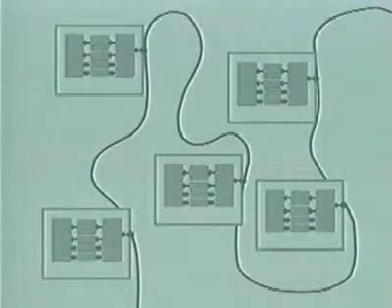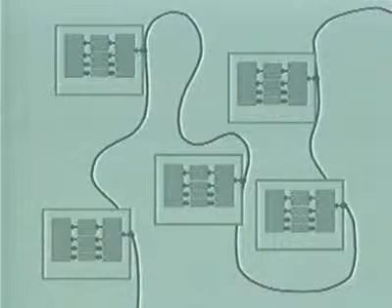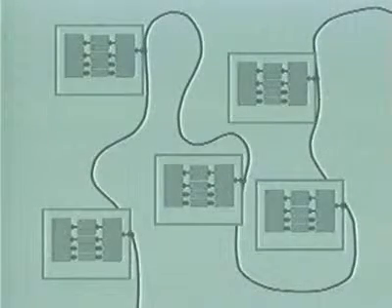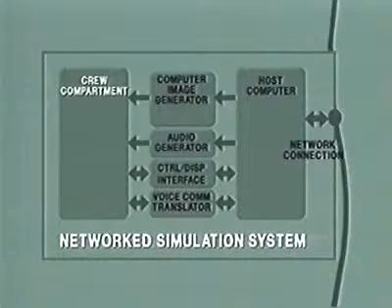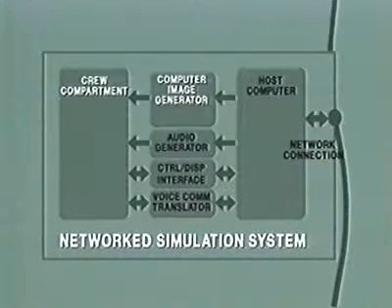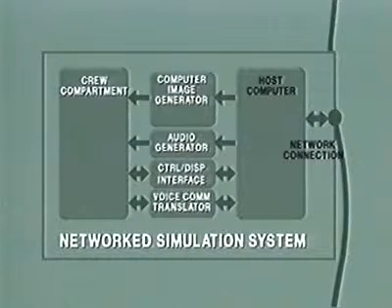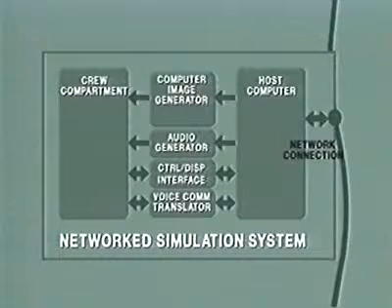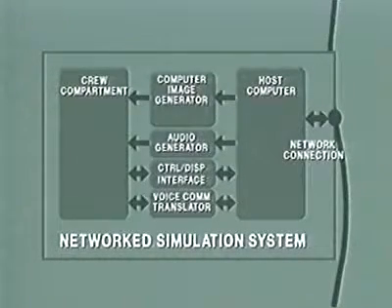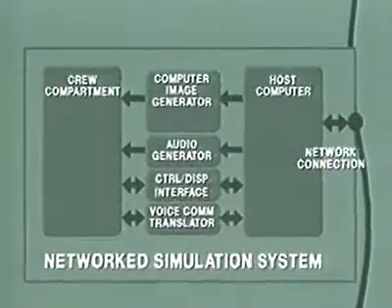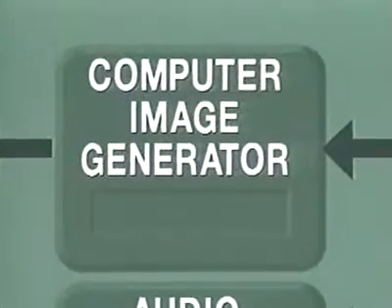A typical networked simulation system is one of many in the virtual world on the net at the same time. This system includes a crew compartment, computer image generator, audio generator, control and display interface, voice communications translator, host computer, and a network connection. We're going to focus on the computer image generator, or CIG, because this component can represent half the cost of a simulator. It's this subsystem that creates the images of the virtual world we'll be designing, training, and fighting in.